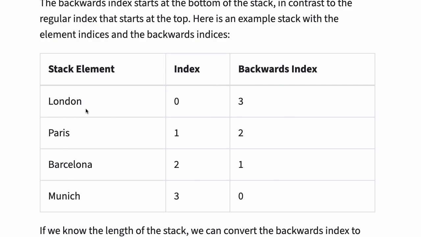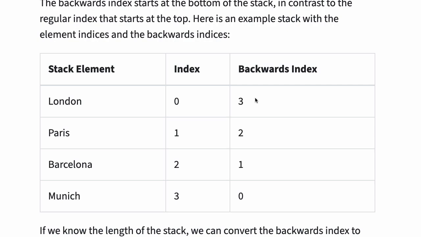The top element in the stack is London, followed by Paris, Barcelona, and Munich at the bottom. As usual, the stack index starts at the top at 0 and increments by 1 each time. The backwards index also starts at 0, but it starts at the bottom. Then as you move up, it increments by 1.